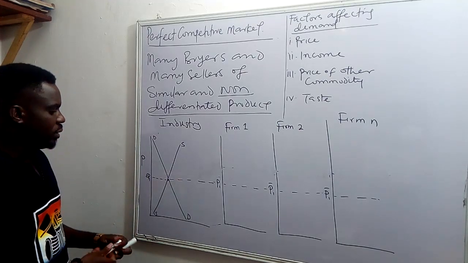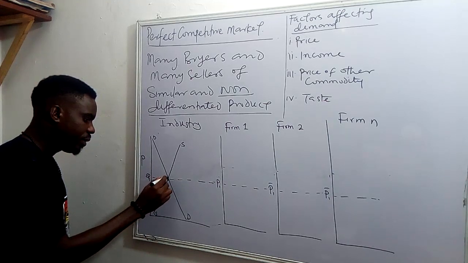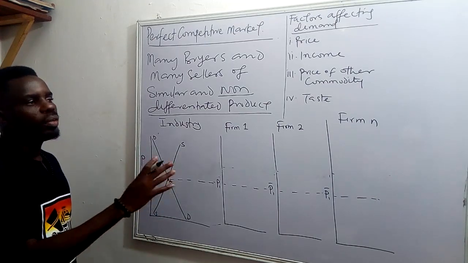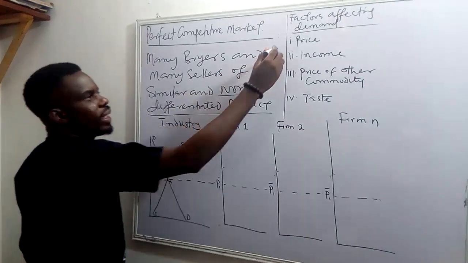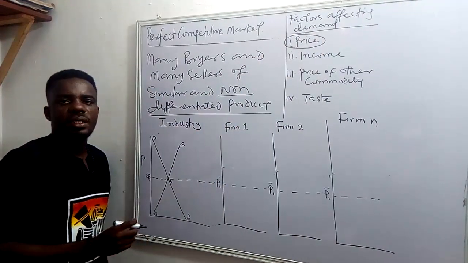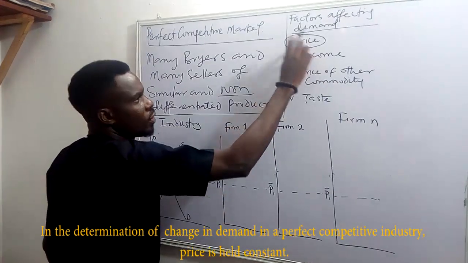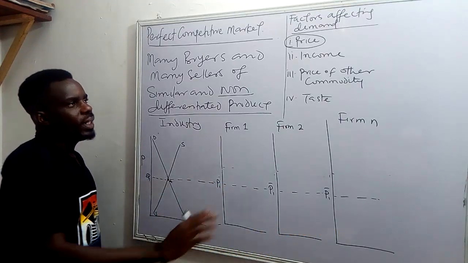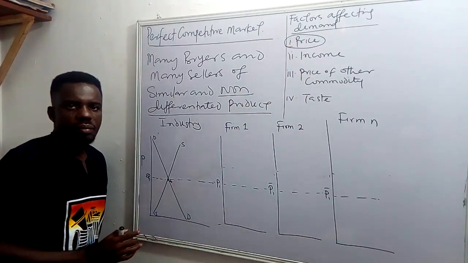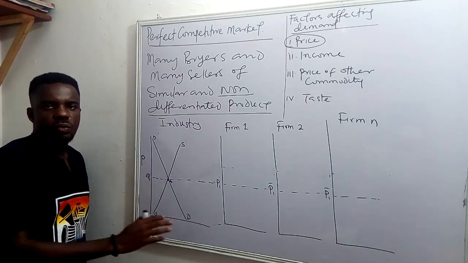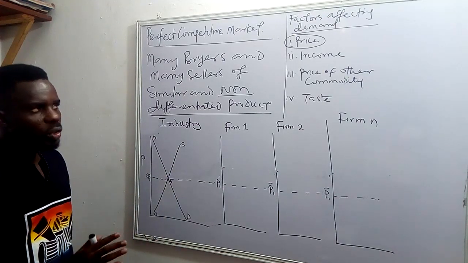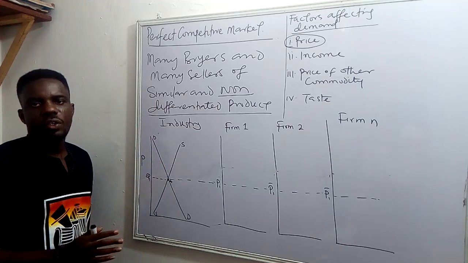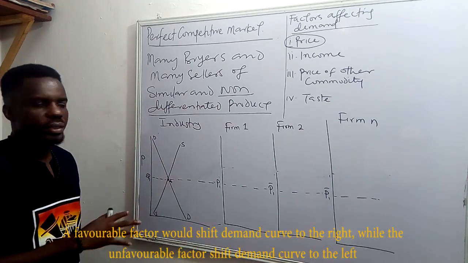This is our equilibrium point, equilibrium point A. Because in this industry, none of the firm can actually influence market price, the price of the product, then we hold price constant. So how do we achieve price increase for the firms? If there is change in any of these factors, it would affect the demand curve. What we must also know is a favorable factor would shift demand curve to the right. Unfavorable factor would shift demand curve to the left in the industry.